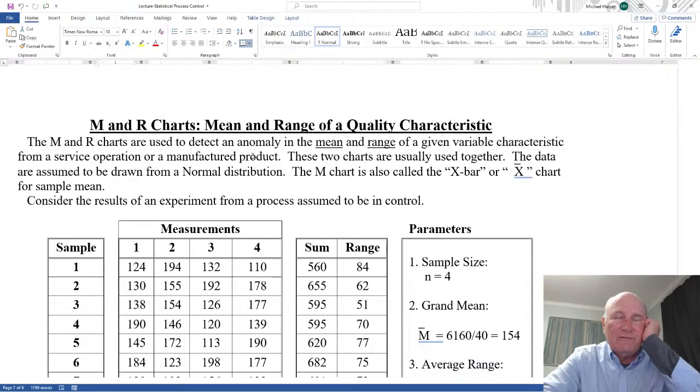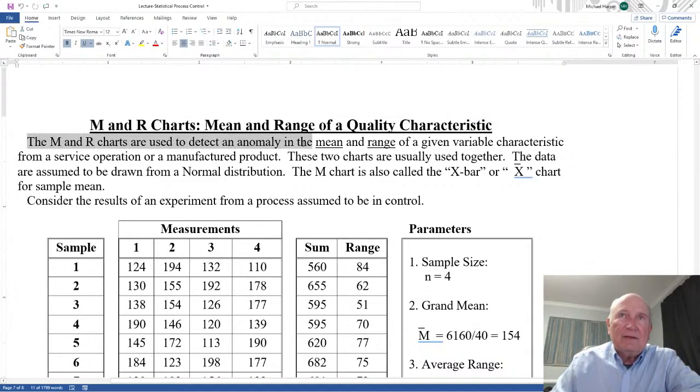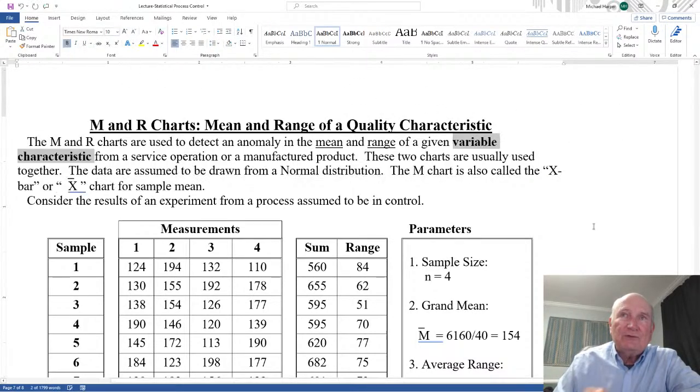W. Edwards Deming, out of the automobile industry and everywhere, GM, everything. M and R charts. M is mean, R is range. These go together. Now, the M and R charts are used to detect anomalies in the mean and range of a given variable. Now we're moving away from attributes. We're going to variables. Okay, now it's continuous.